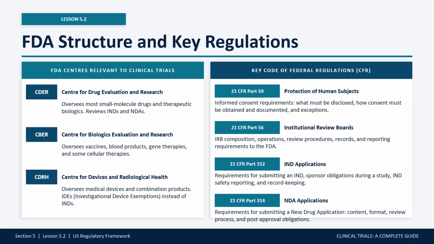These 4 CFR parts work together as a system. Part 50 protects the participant at the site level. Part 56 ensures an independent body reviews the ethical acceptability of the trial. Part 312 ensures the FDA can monitor what is happening during development. And Part 314 sets the evidentiary bar for approval.